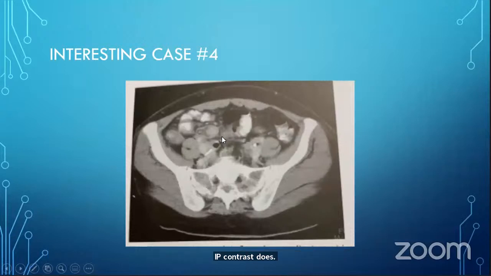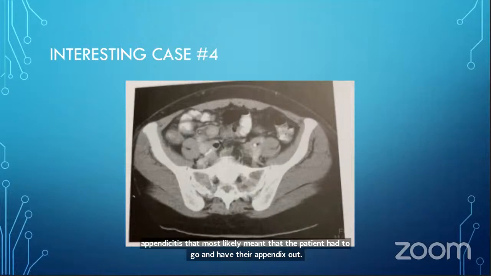So the last interesting case that I'm going to show you is right here. You can see an appendicitis. These are really hard to see on CT. This is probably the best one I've ever seen. But see how this little loop right here just looks funky and different from the other loops? That's an appendicitis. So that most likely meant that the patient had to go and have their appendix out. And we can do that scan in about 5 minutes, so we can find out what's going on with the patient that quick.